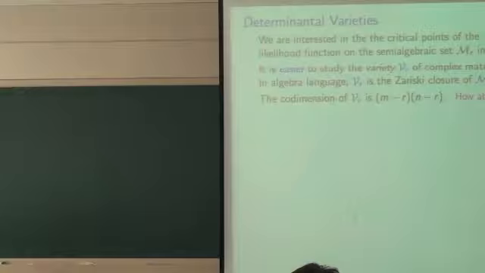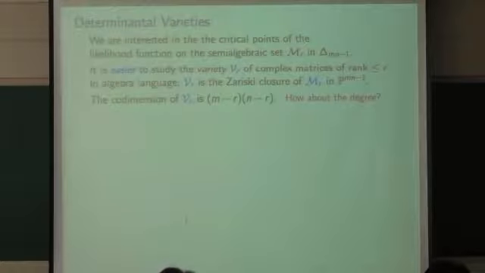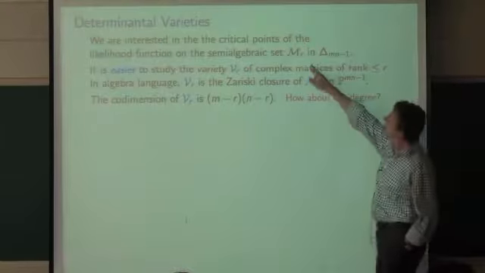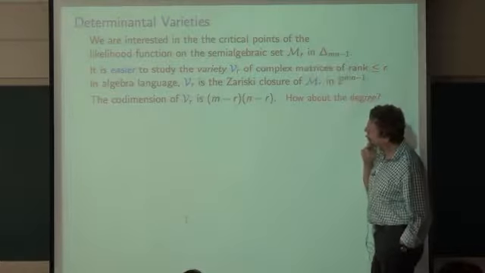Let me remind you a little bit about our constraint sets. These are determinantal varieties. We're interested in the critical points of our likelihood function on M_R, the matrices in the simplex of rank R.